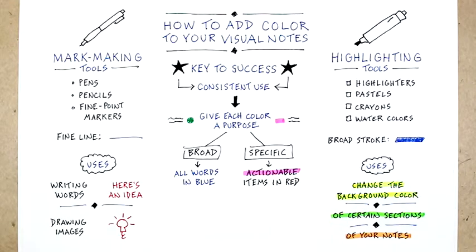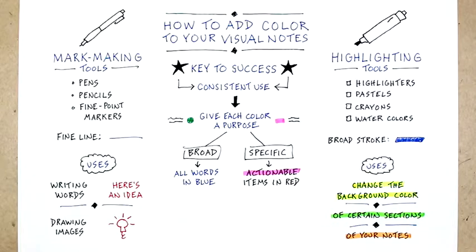Note that in the broad example, there isn't much interpretation going on. You just know that if you're going to write a word, it will be with a blue mark maker. But in the specific example, there is some interpretation. You have to actively decide which of those elements on the page are actionable and which aren't.